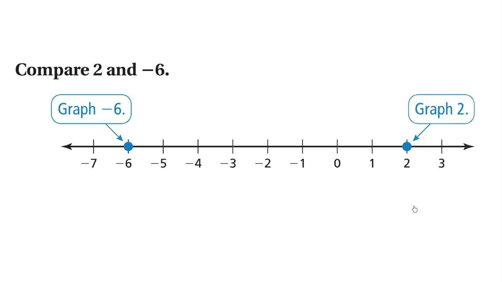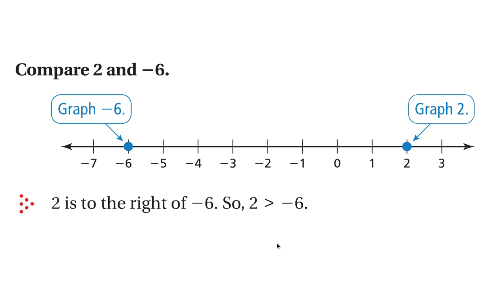So for this first example, they have us comparing positive 2 and negative 6. All right. So here they display a number line, and they graphed positive 2 on the number line and negative 6. Okay. So obviously negative 6 is farther to the left. Now the key here is any number that's farther to the left on the number line is smaller than a number farther to the right. So in this case, our comparison, we're going to say 2 is greater than negative 6.